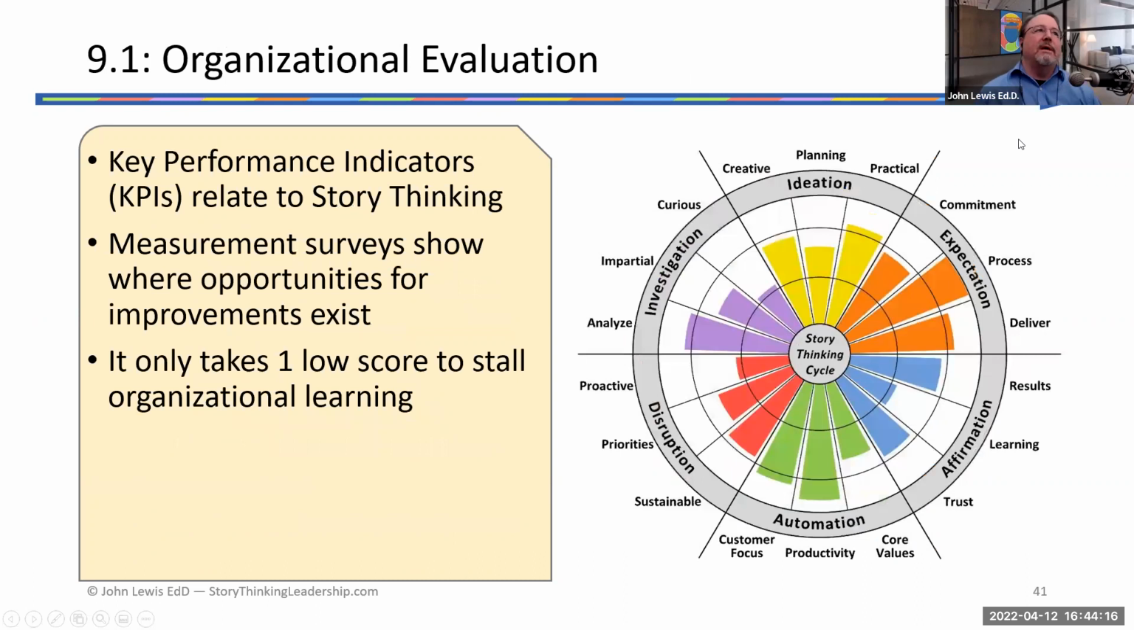Okay. So let's move into another quick one. Just in 9.1, the idea of evaluation. What are we evaluating? If we're evaluating culture or just an organization snapshot through the lens of story thinking, there are very specific things that we would want to look for. And again, the same idea. If there's one that's really small or very low, that's an indication of a place where this tire that needs to move has a flat spot.